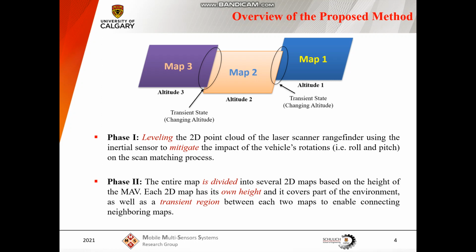Phase number two, the entire map is divided into several 2D maps based on the height of the map. Each 2D map has its own height, and it covers part of the environment, as well as a transit region between each two maps to enable connecting neighboring maps. The slicing process aims at reducing the memory consumption and processing costs of the entire constructed map and avoiding restrictions for assigning grid size before the flight. Moreover, for more memory reduction, the proposed method retains the executed trajectory for backward return, instead of building another 2D map slices during the exit process.